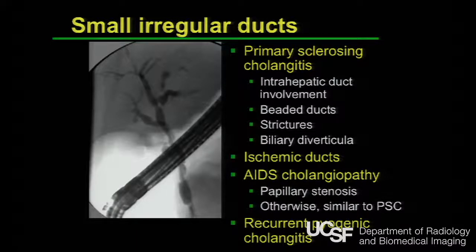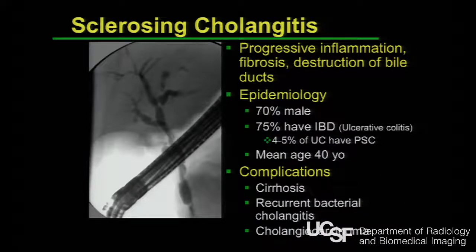So even though in every textbook it's listed in the same breath, we hardly ever see recurrent pyogenic cholangitis look like primary sclerosing cholangitis or these other small duct, ductopenic diseases. Sclerosing cholangitis occurs typically in young men. It's progressive. The majority of these patients have inflammatory bowel disease, ulcerative colitis, and it's a progressive disease that leads inevitably to liver failure and cirrhosis.